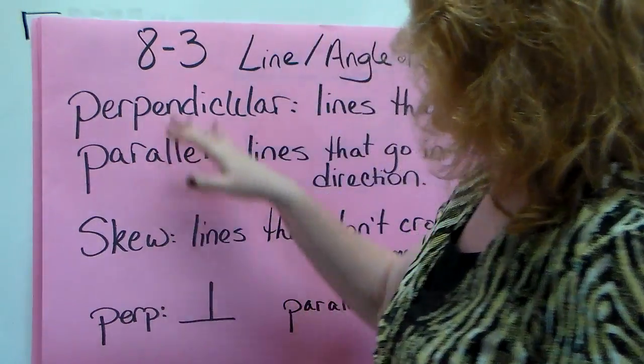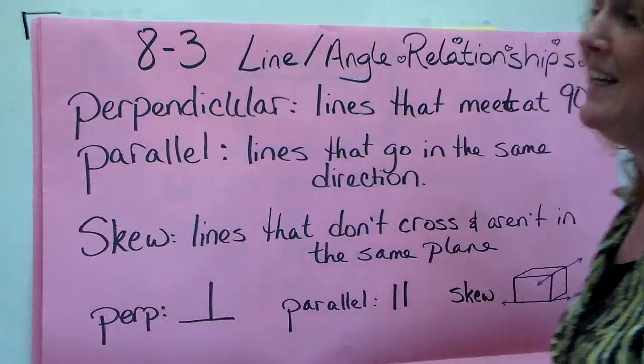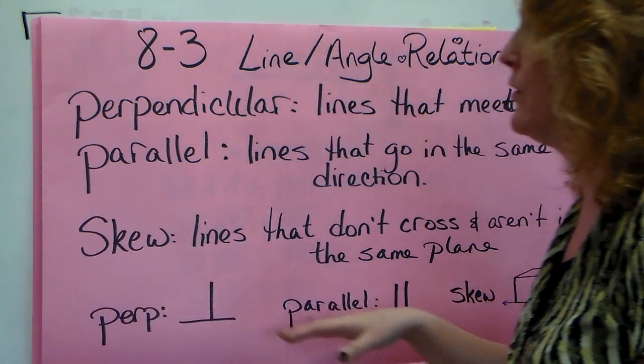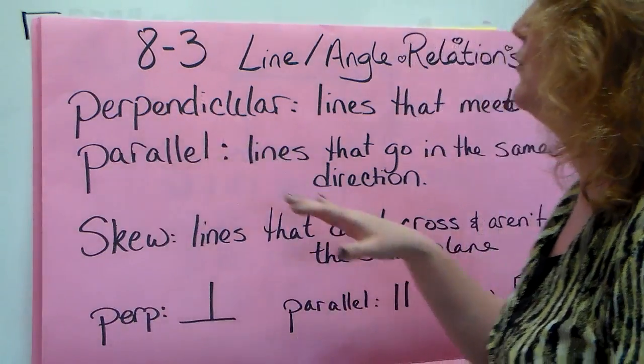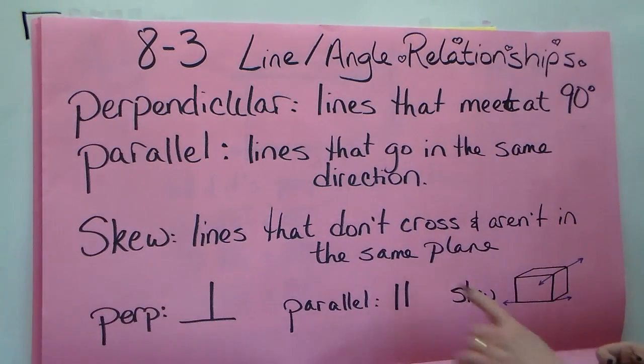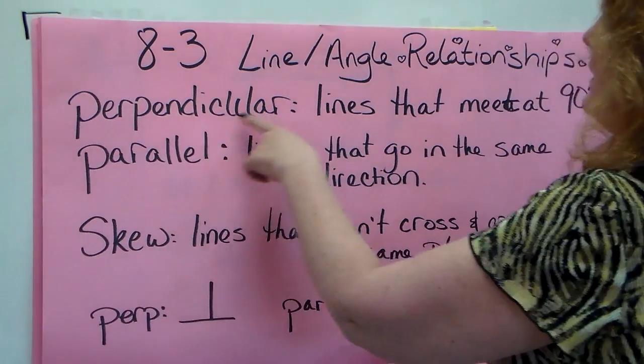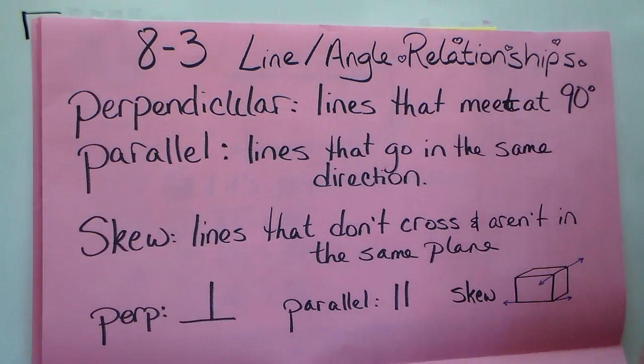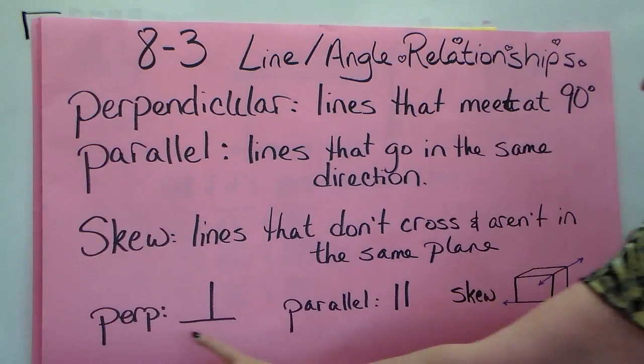So, Chapter 8, Section 3 is on line-angle relationships. And once again, we're going to start with our vocabulary words. Perpendicular, that's a U, sorry. Perpendicular are lines that meet at 90 degrees. And that looks like this.